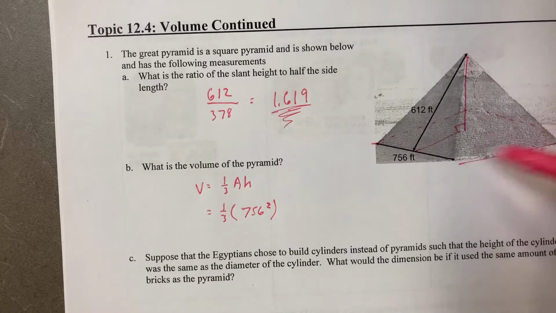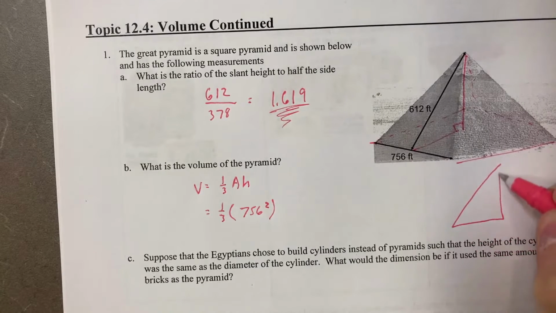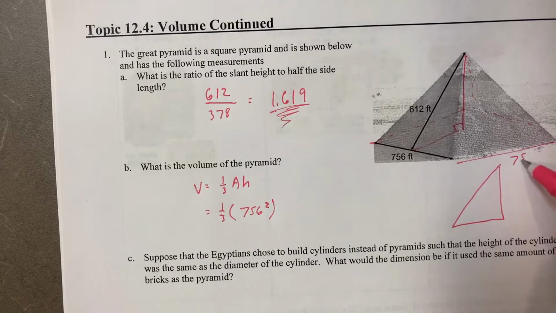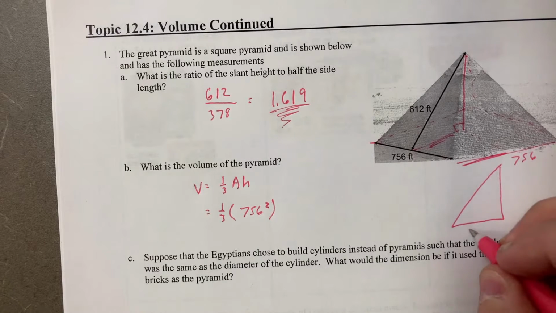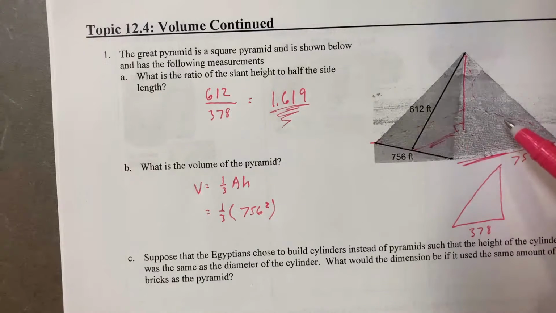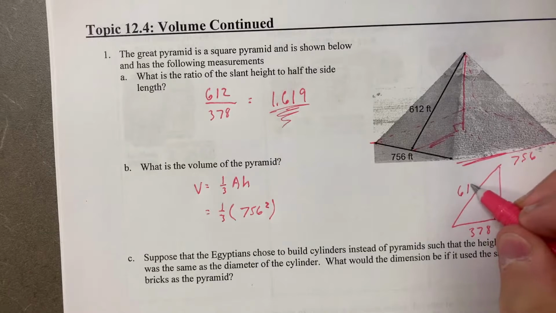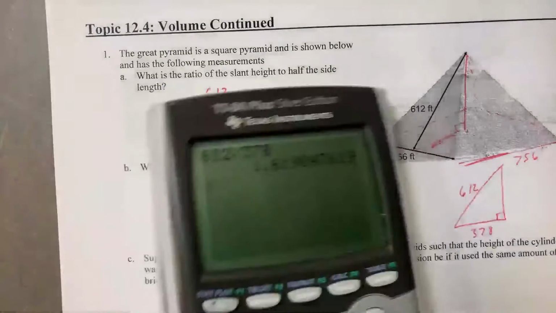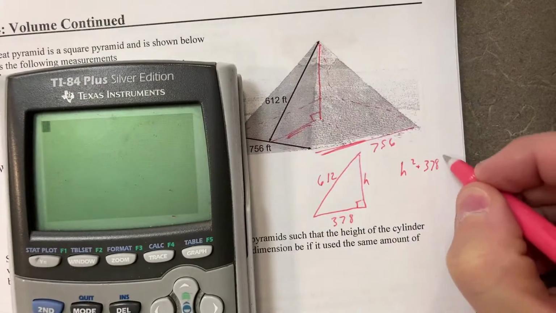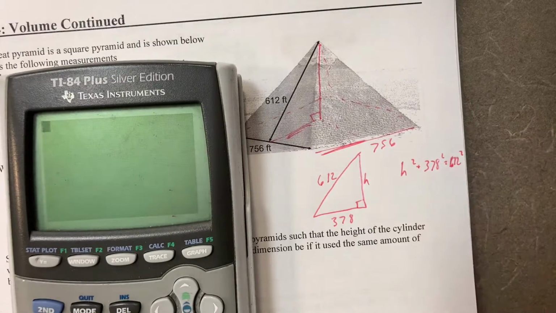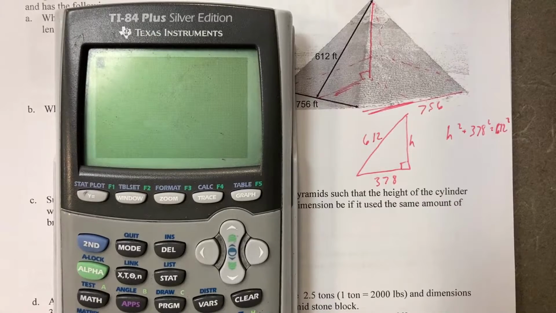Okay, so you have that situation. So let's take that triangle out and look at it. It would look something like this. This would be 756 as well. So this length would be half of 756, at 378. And then the hypotenuse is 612. And then we could quickly do a little Pythagorean theorem to figure out the height of that. We could do h squared plus 378 squared equals 612 squared. Ran out of room. And then we'll just plug that in the calculator. 612 squared minus 378 squared.